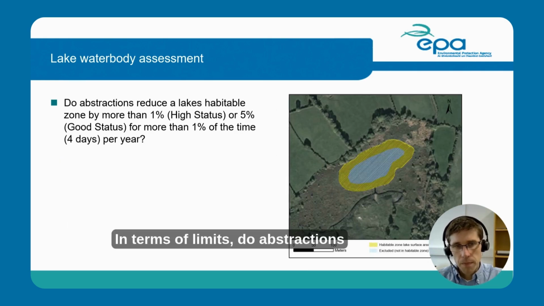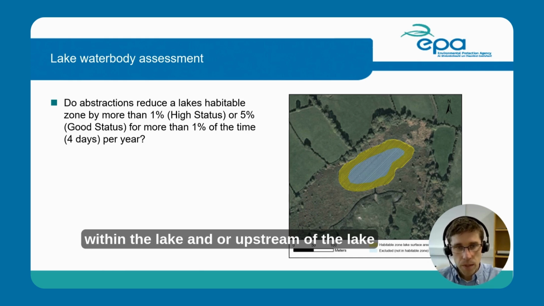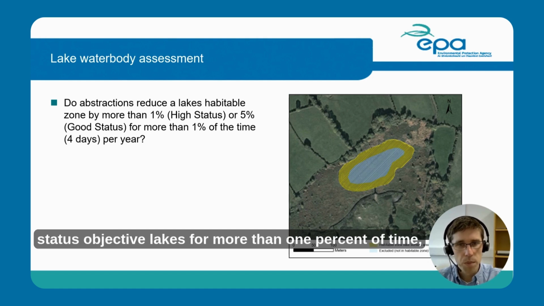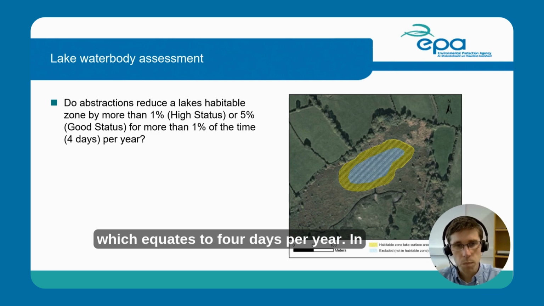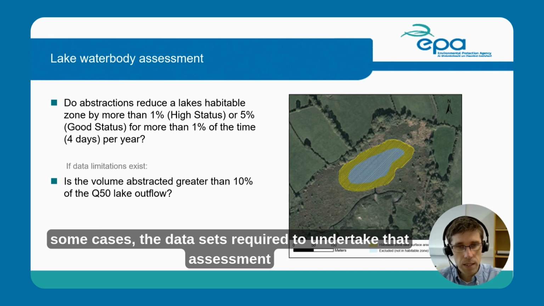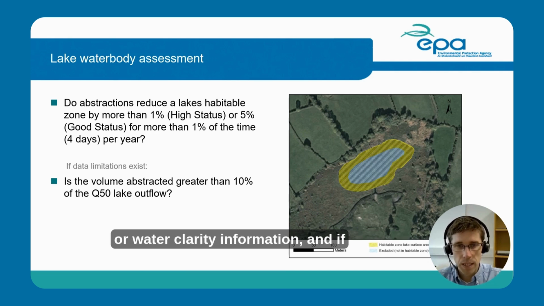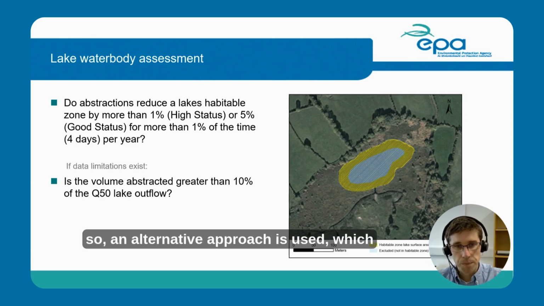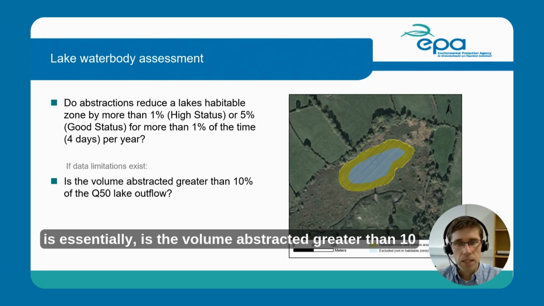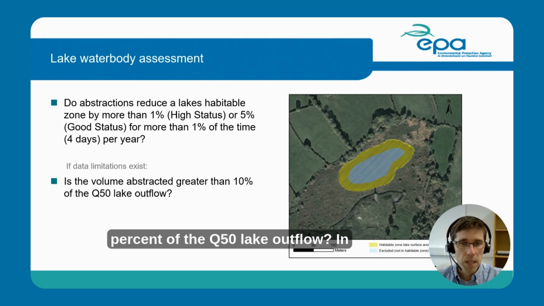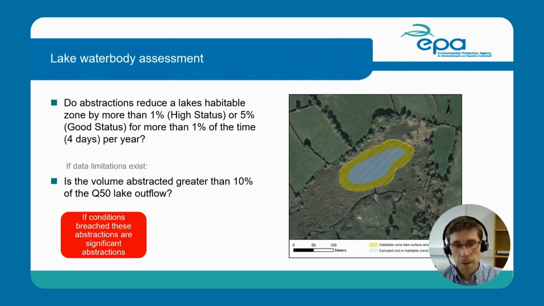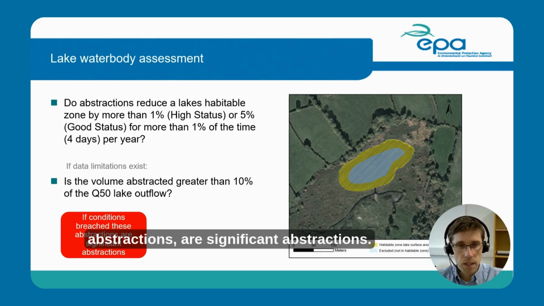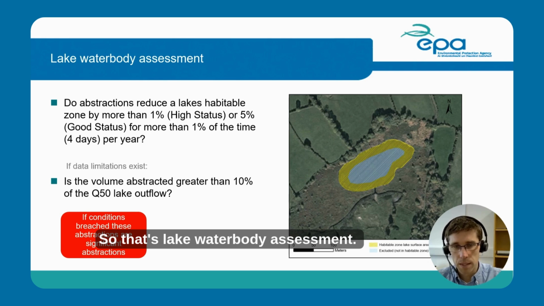In terms of limits, do abstractions within the lake and or upstream of the lake reduce a lake's habitable zone, which is the littoral zone, by more than 1% in high status lakes, or 5% in good status objective lakes, for more than 1% of the time, which equates to 4 days per year? In some cases, the data sets required to undertake that assessment may not exist, for example, bathymetry data or water clarity information, and if so, an alternative approach is used: is the volume abstracted greater than 10% of the Q50 lake outflow? In either case, if the conditions are breached, the contributing abstractions are significant abstractions. So that's the lake water body assessment. We have our methodology, and if data sets don't exist, we have an alternative approach.